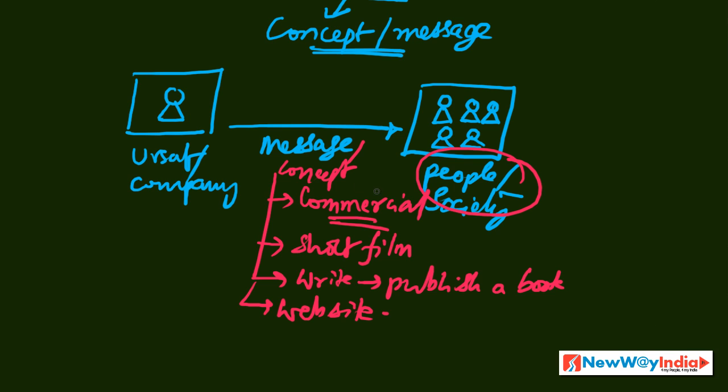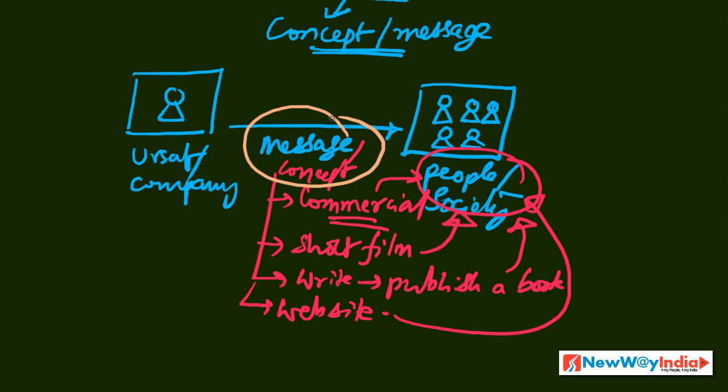A commercial means you want to promote your products. A short film means you want to entertain the people. Writing a book, you want to publish it so that people can read it. And a website, people want to see your content regularly. That is the purpose. You need to have a good message. That is most important, so that the message can be communicated to the group of people with the help of multimedia.